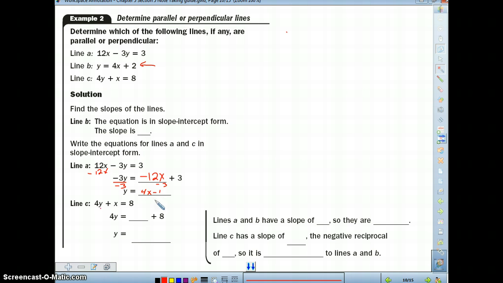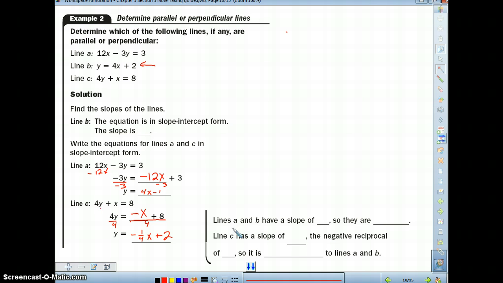Okay, 4x minus 1. Now I want you to start thinking. Line A is 4x minus 1. Line B is 4x plus 2. That's going to be important here in just a second. All right, to solve line C, we're going to subtract x from both sides, minus x minus 8 or plus 8. And then we're going to divide by 4. Divide the entire side by 4. And we come up with negative 1/4 x plus 2.